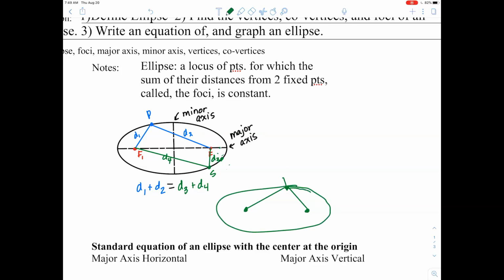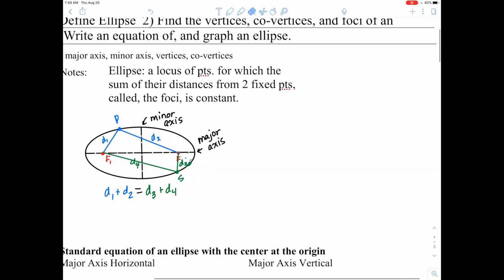You just would drag the pencil around. There's some really good animations online. I'll see if I have time to locate some, and I'll put them in the resources so that you can see how that works, or do a practice yourself. Okay, so that's the definition of an ellipse.